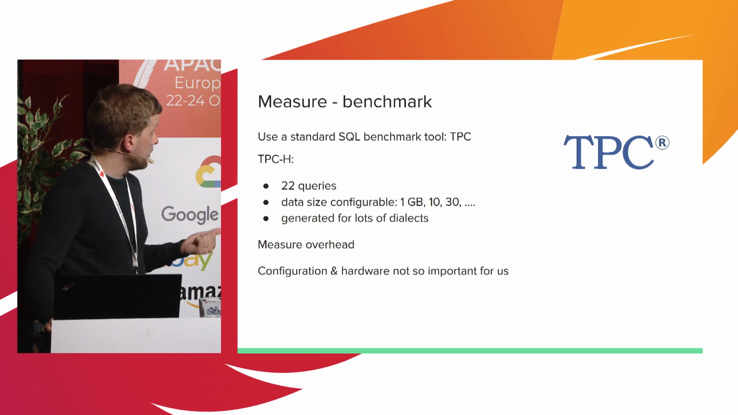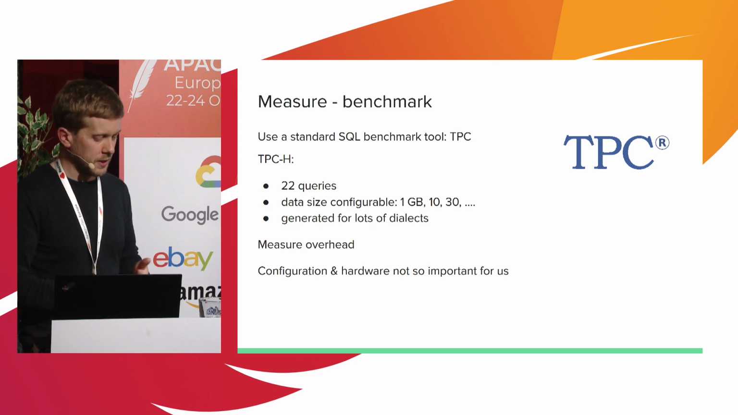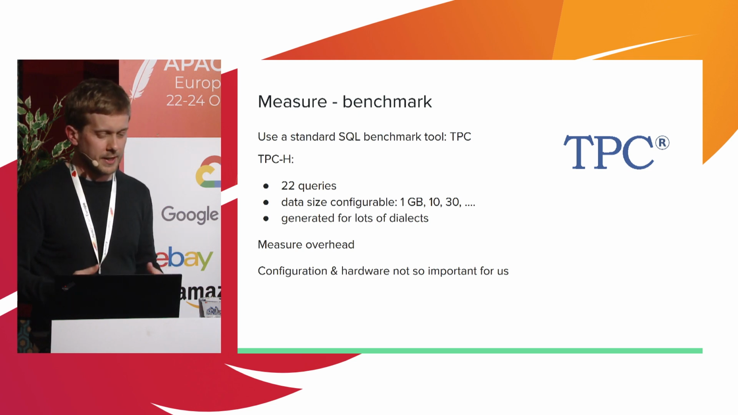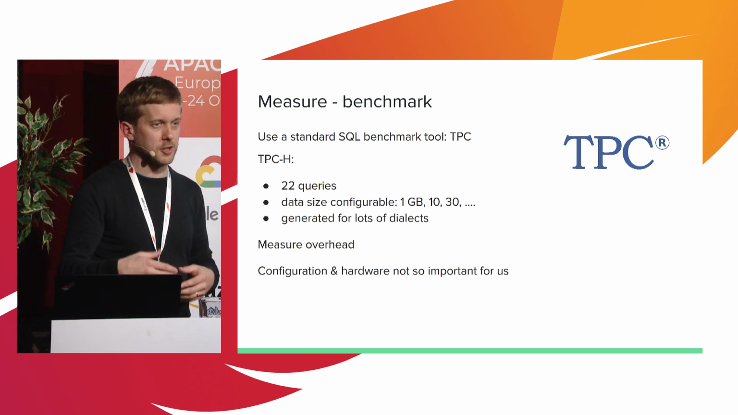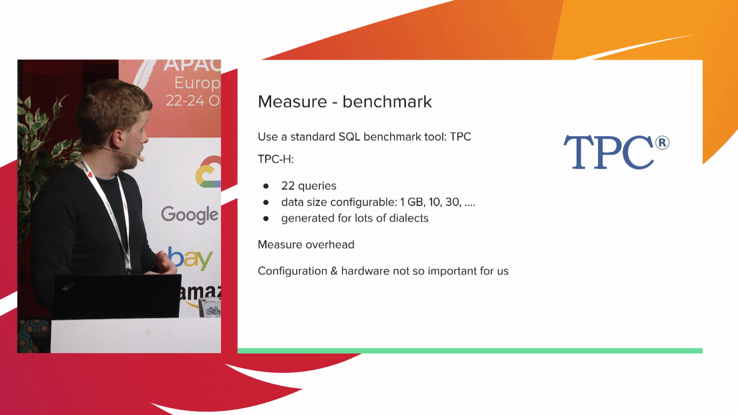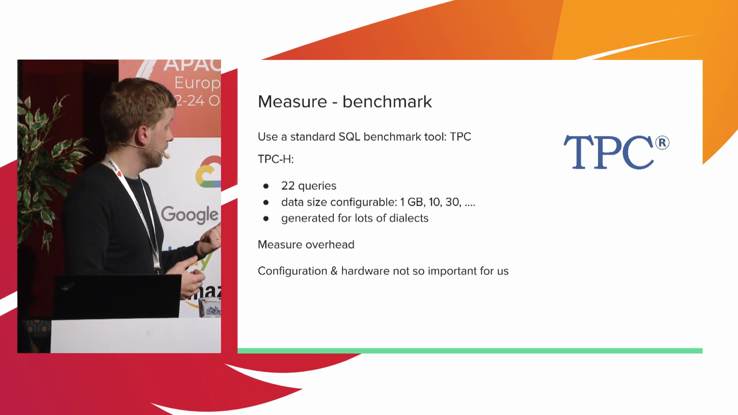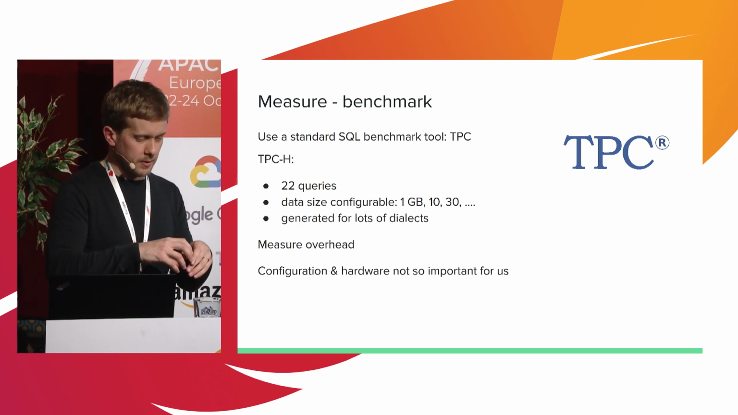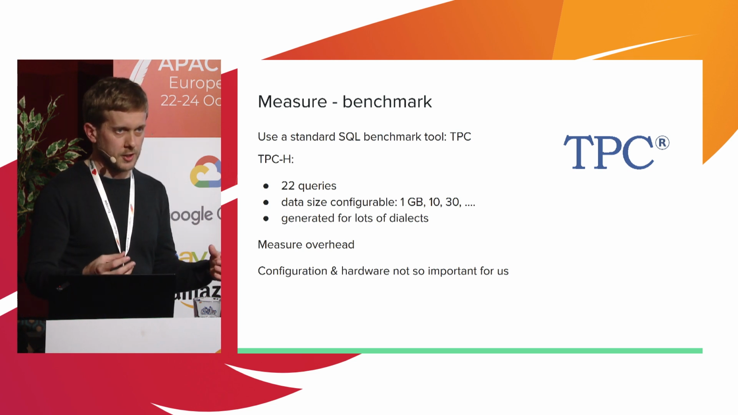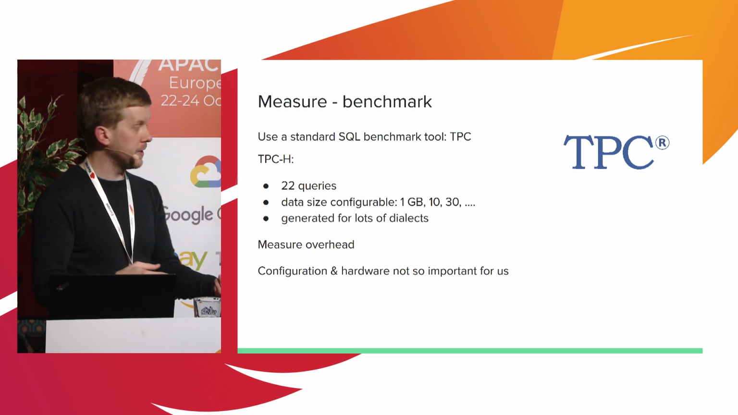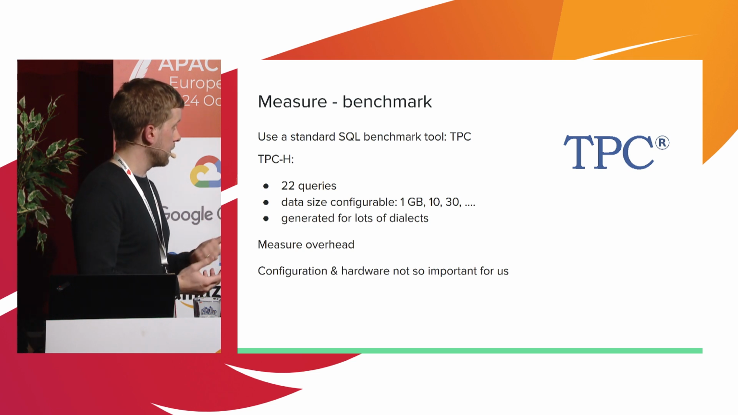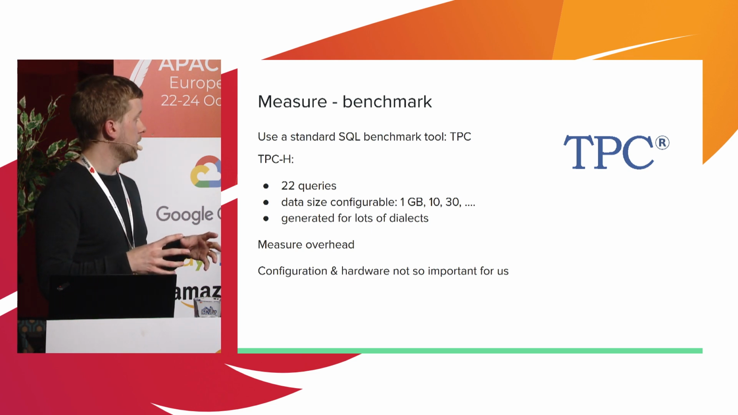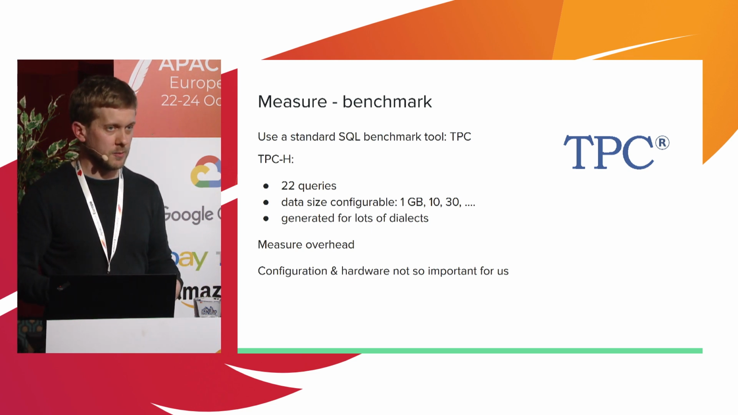TPCH itself has 22 queries. It has a configurable data size. You can choose how big you want this data set to be, and then you can generate that for the data source that you want to test against. What's important here is that we're measuring the overhead. We're just looking at how much we add in our virtualization layer compared to running the query directly against the database. So the configuration of TPCH in terms of data size, plus the hardware that it's running on, is not the most important thing for us.